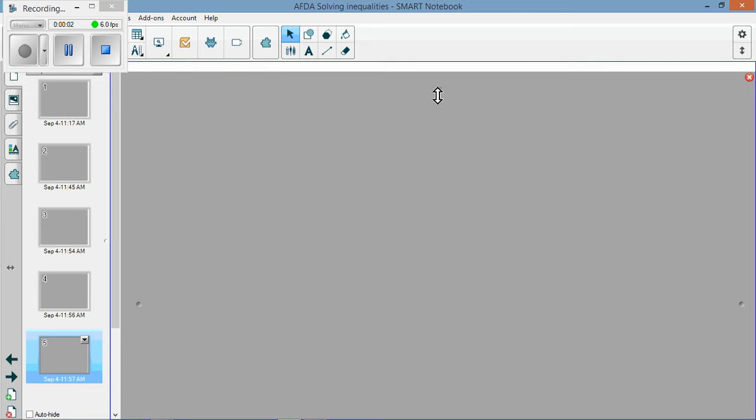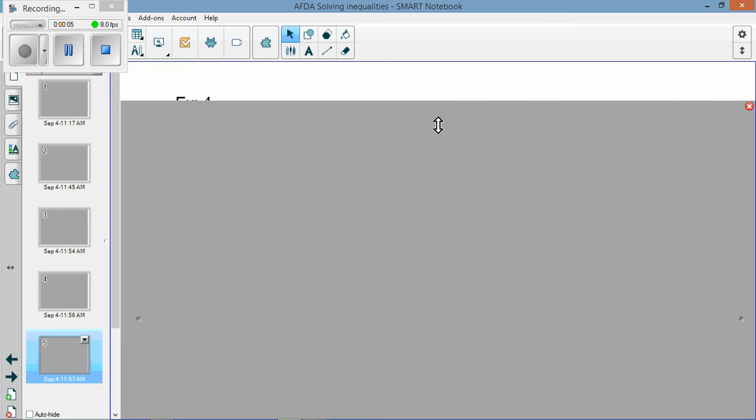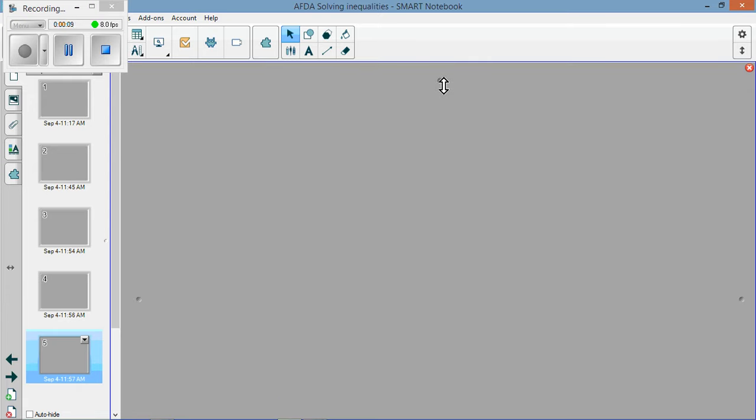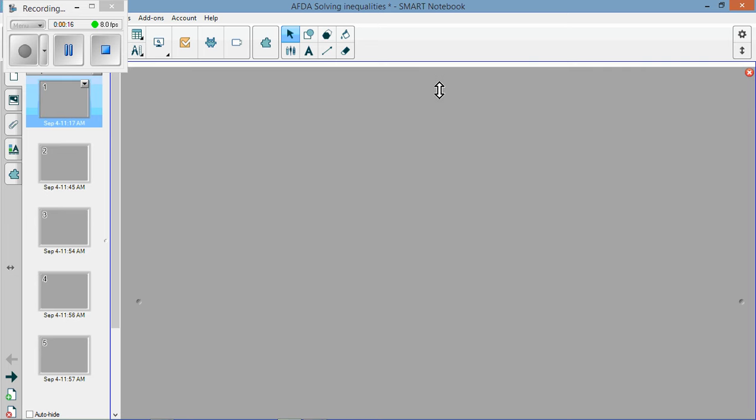Okay, this is the AFDA, Solving Inequalities. We'll be doing these next week, starting Wednesday. We want to see you guys again. So let's get started.